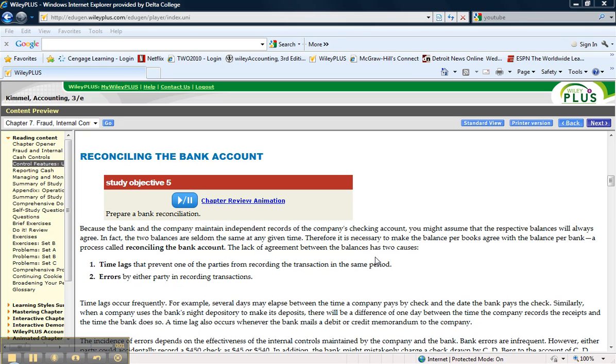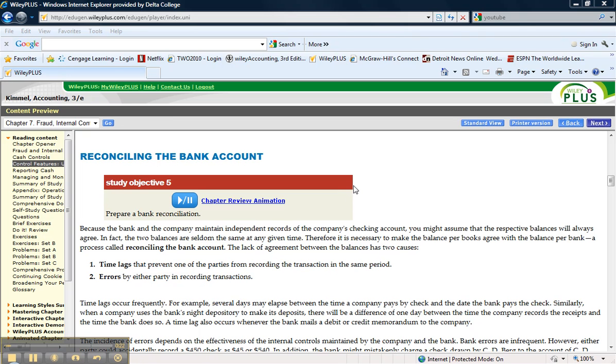Study Objective 5 deals with reconciling bank accounts. Companies use banks to help maintain the validity of their cash balance, as kind of a second record of the cash account for a company. So reconciling the bank account is a very important job for companies to do.